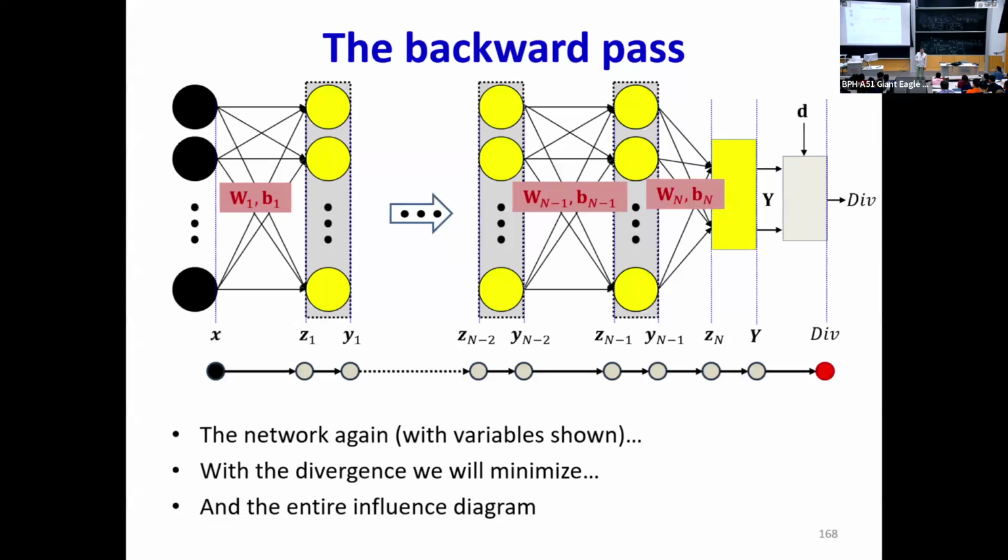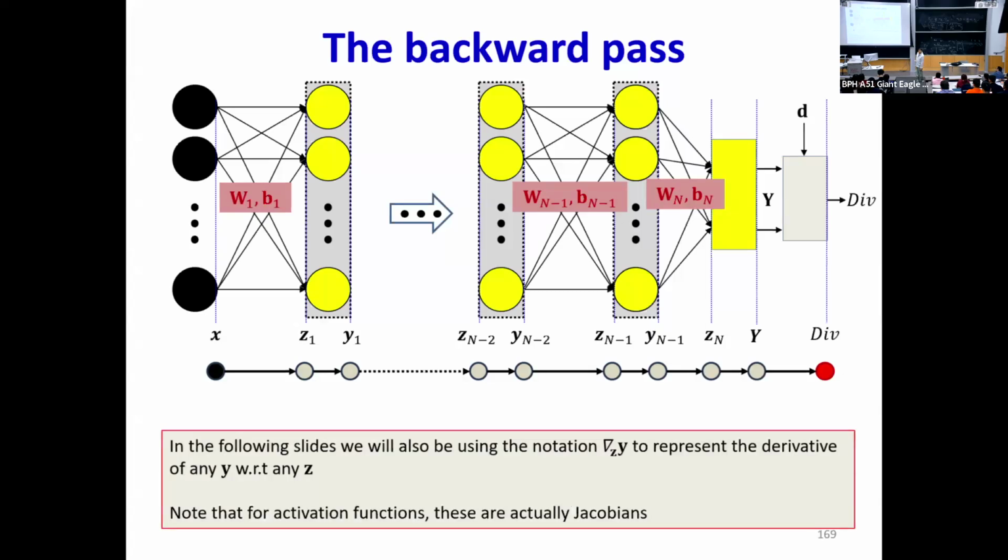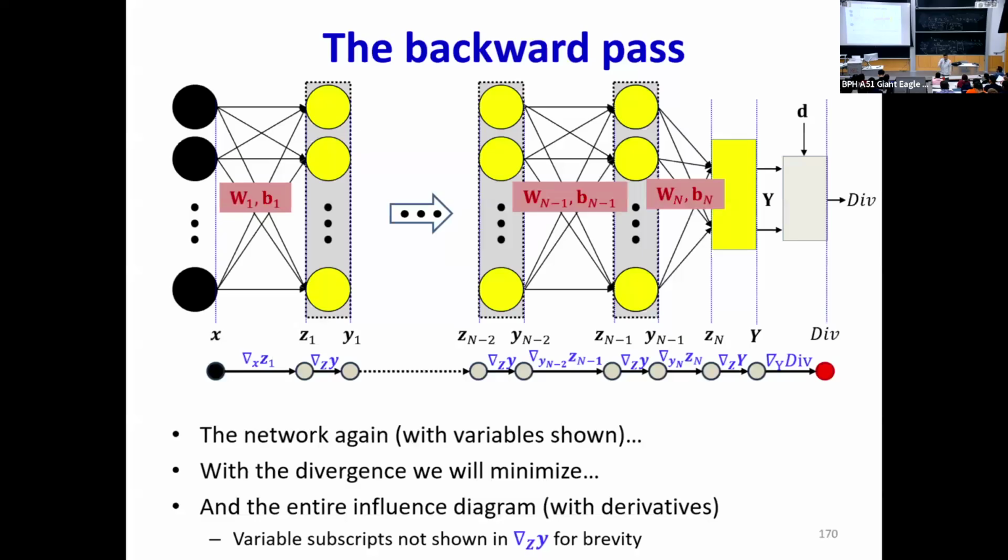And now I can write down the derivatives on top of the edges. I'm using the inverted triangle, the nabla, to show derivatives, okay? So here are all the derivatives. Each edge is showing the derivative of the output with respect to the input. So what are these? Well, this edge which shows y as a function of z, what is the derivative? Those are activation functions, right? So what are those derivatives? Those are just the Jacobians of the activations, correct?